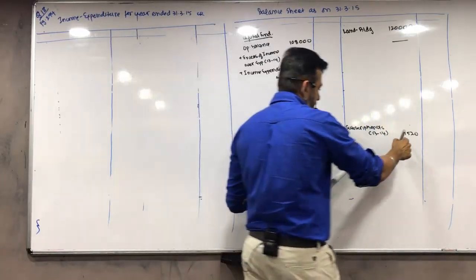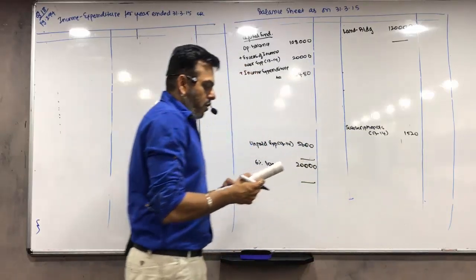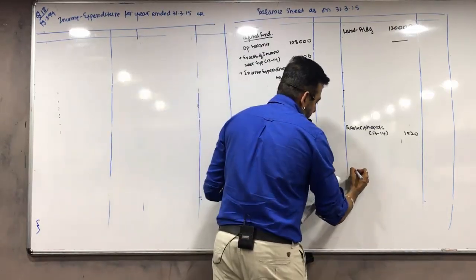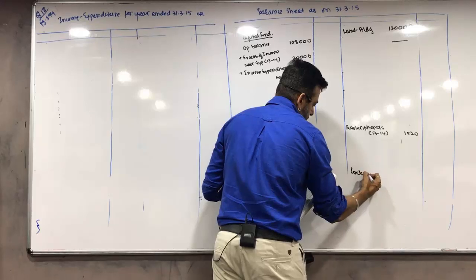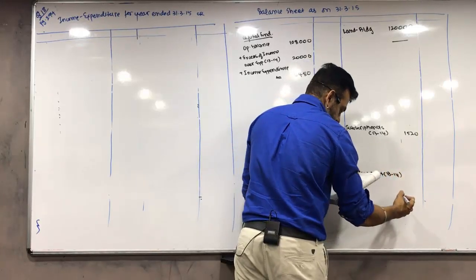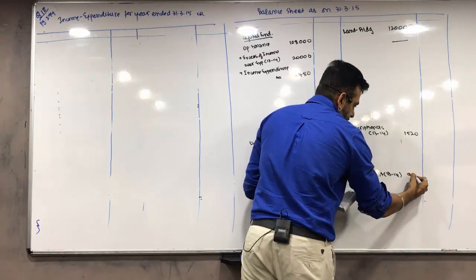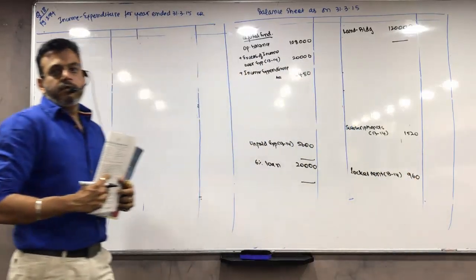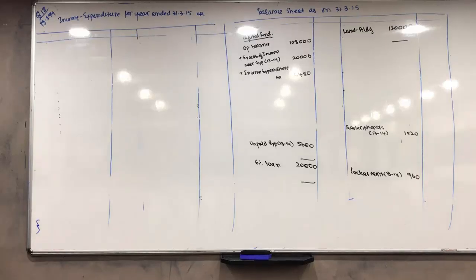Leave 3 lines blank. Locker rent outstanding 960, inner column. Locker rent again 13, 14. 960 inner column. It's a tricky sum. Please pay attention.